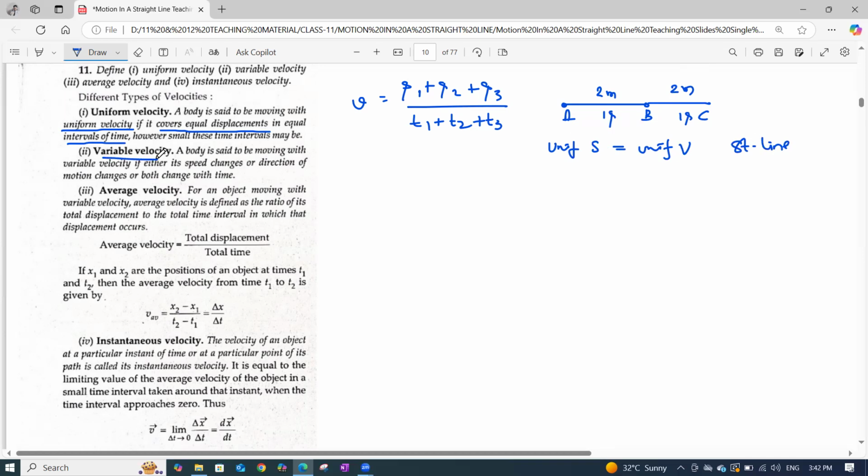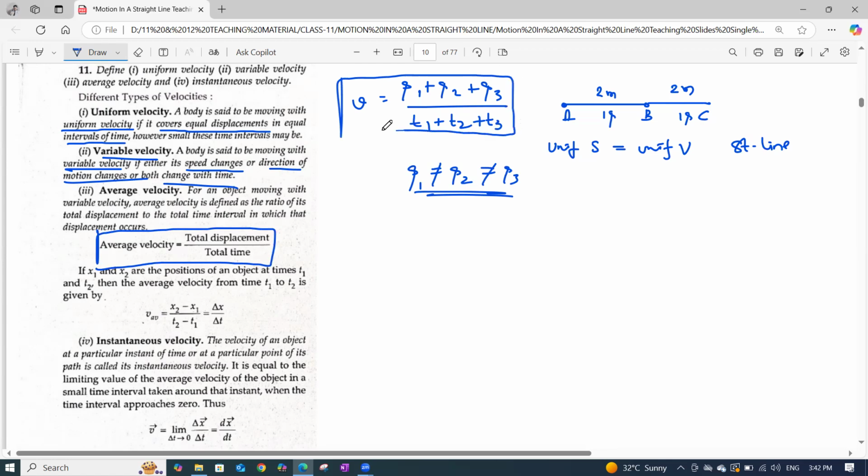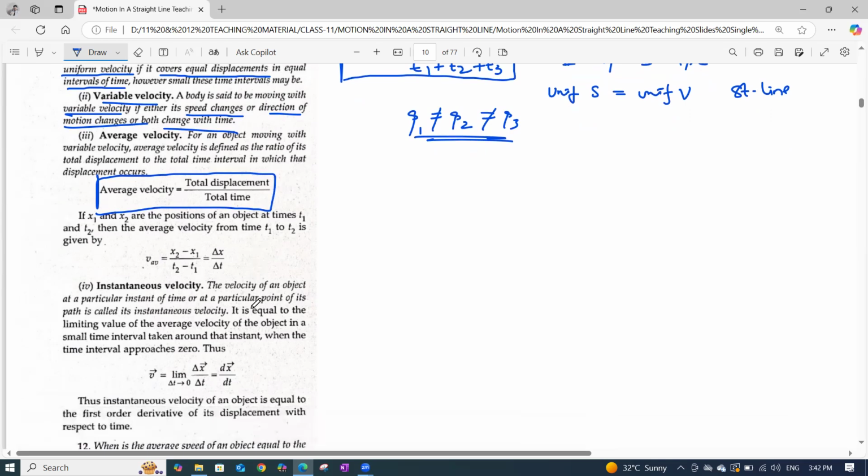Now, variable velocity or non-uniform velocity: if it is traveling with variable velocity, either the speed changes or the direction of the motion changes, or both can change with time. So S1 should not be equal to S2, which should not be equal to S3. So it has to be changed. Unequal displacements in equal intervals of time. Average velocity, same like average speed, is total displacement in total time. This one: average velocity is equal to total displacement upon total time. And the same for instantaneous velocity, which is velocity at a particular instant of time.